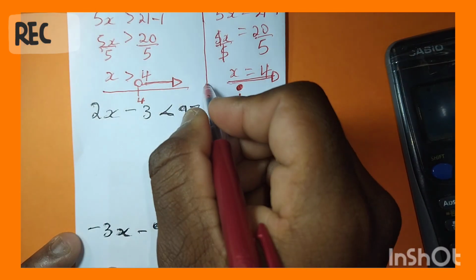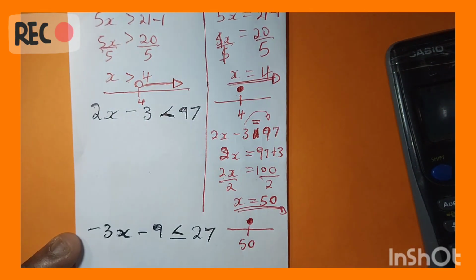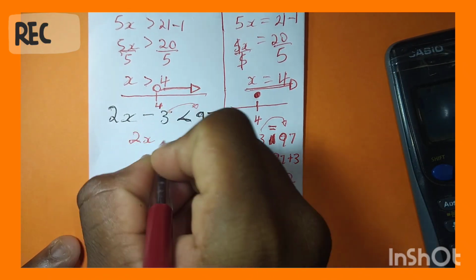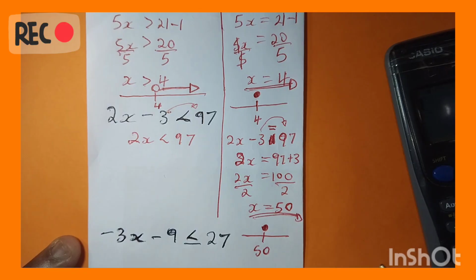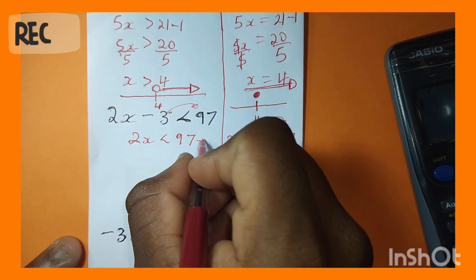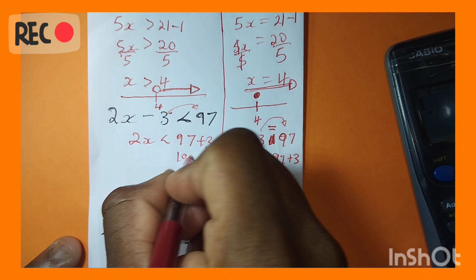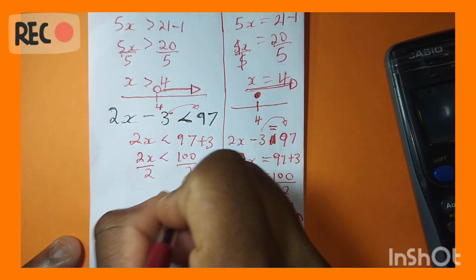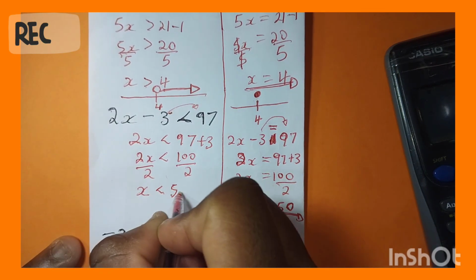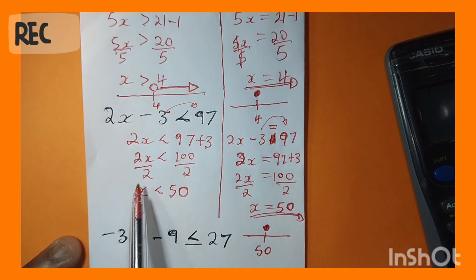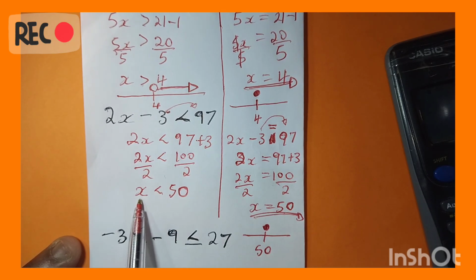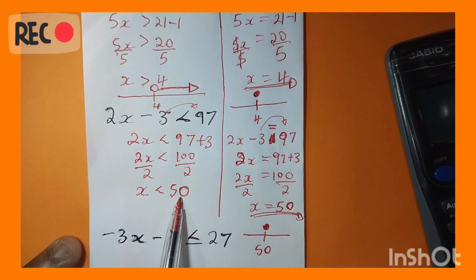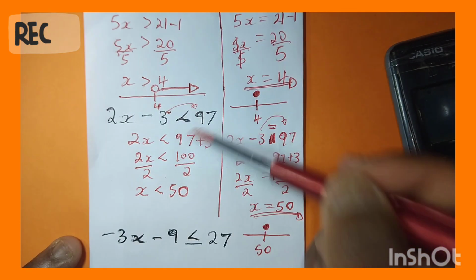But now if you are dealing with the inequality, what do you do? You will take this thing obviously to the other side. Here it's 2x, meaning here it's 97, plus 3, which will give you 100. And what is in front of x, you divide by it, meaning x is less than 50. This symbol means that this inequality includes all the values which are less than 50. All the values of x which are less than 50 will be included in that inequality.